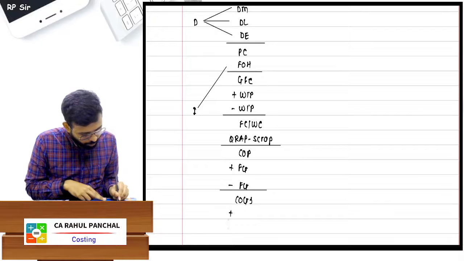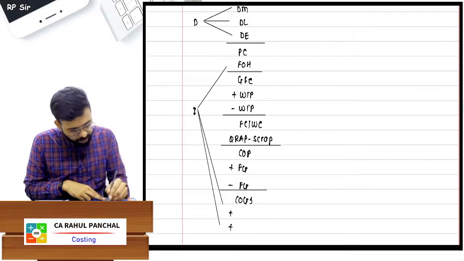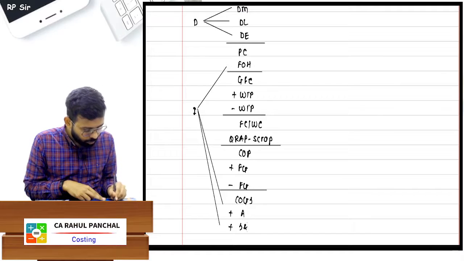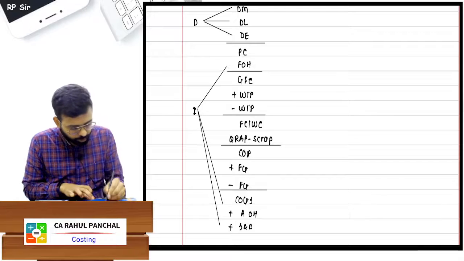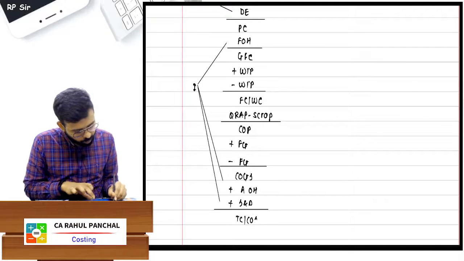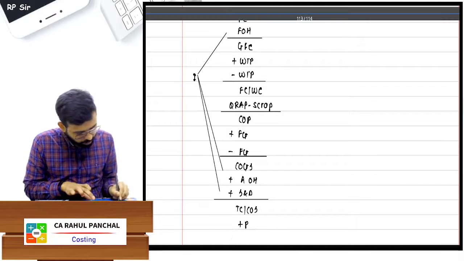Then in COGS you add two things. These are your two overheads which are being added, that is office and administration, and selling and distribution. Once that is added, you get your total cost, which is also known as cost of sales. Then profit is added, then you get your selling price, that is sales value, we can say.